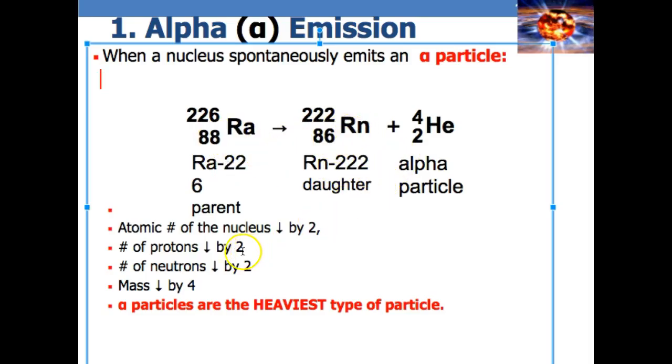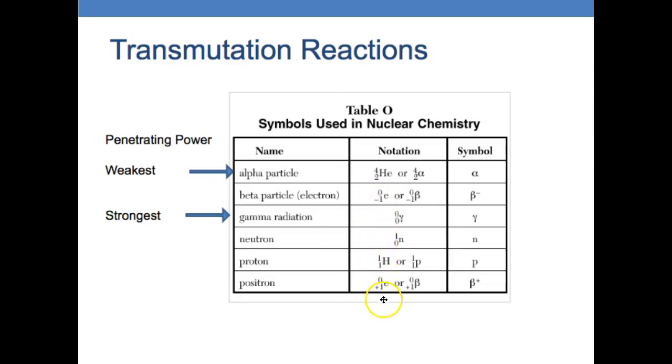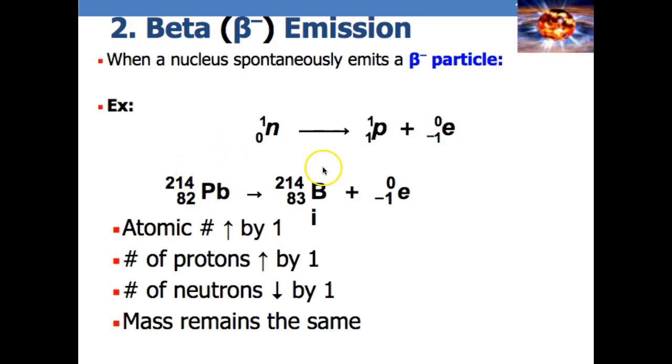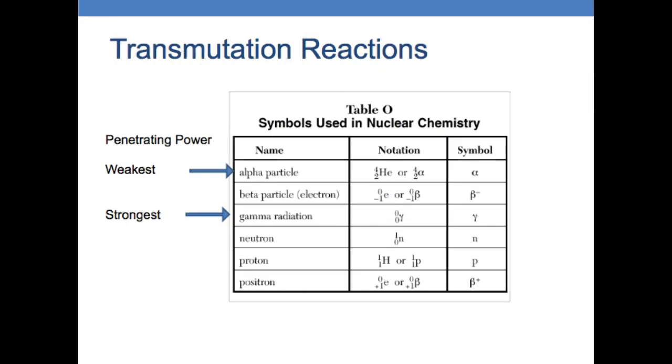So if you look at all these different types of particles that you can release in a reaction, alphas have the biggest mass. Next up are beta emissions. Beta emission just means that on the product side, you have a beta particle. How are you supposed to know 0 and -1 is a beta particle? You haven't learned it yet. You're just supposed to learn it now. That's how you're supposed to know. Okay. So for a beta particle, you come here, look at the chart, 0 -1 e.